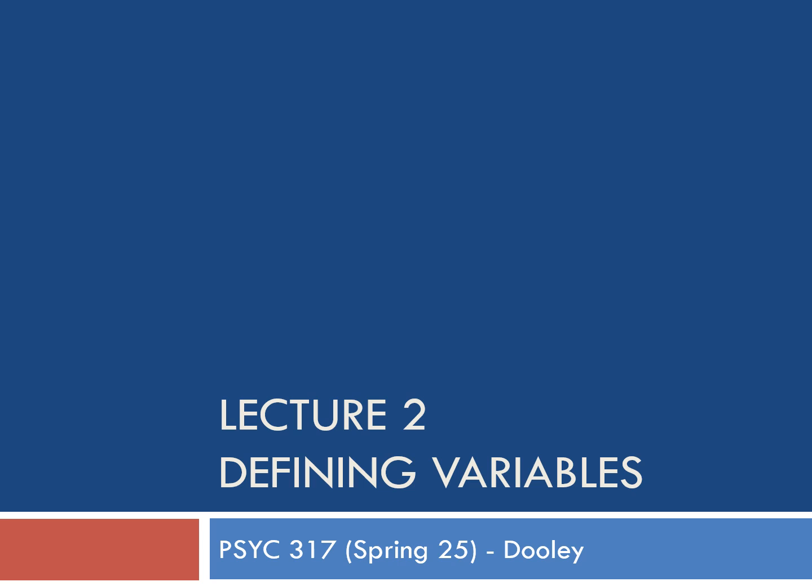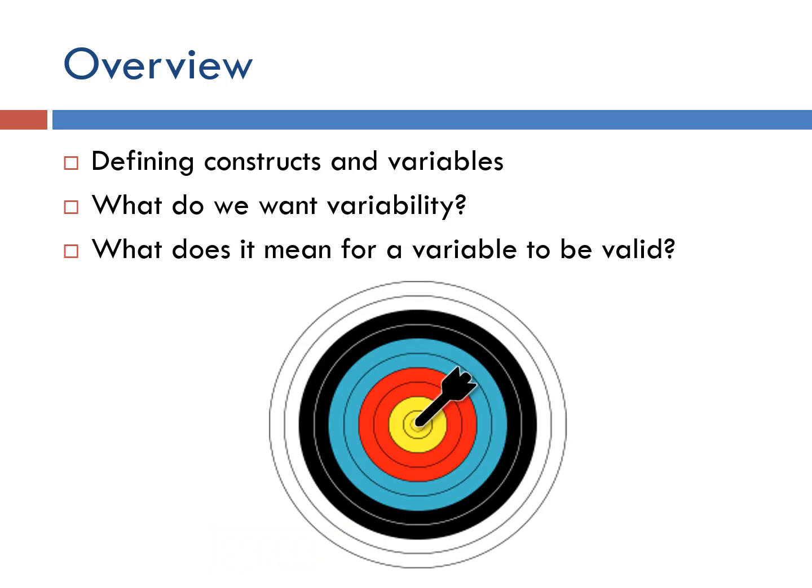Today we are going to be talking about defining variables. So the overview of this week, first we're going to be talking about constructs and variables. What is a construct? What is a variable? These terms we're going to be using throughout the semester. Then we want to talk about why behavioral researchers care about variability, and what it means for a variable to be valid in this world. We're going to start introducing the concepts of validity, and then next week, we're going to be talking about reliability to follow up on it.